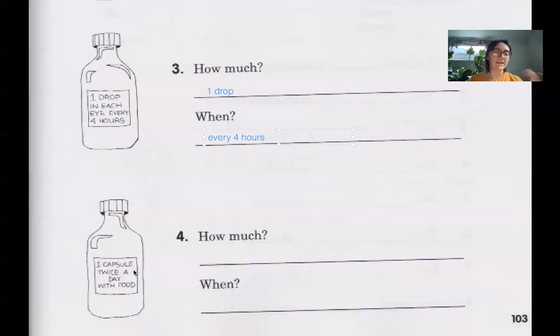Okay, next one says 1 capsule twice a day with food. So this one says how much? Well, we know it says 1 capsule. But when do we do it? So it says twice a day. Twice means 2 times. So it means you need to take 1 capsule 2 times a day. So that means 2 capsules. And when you take it, you need to eat food with it. So there isn't a time. It's just saying you need to take 2 every day and you need to eat it with food, right? So it says twice a day.